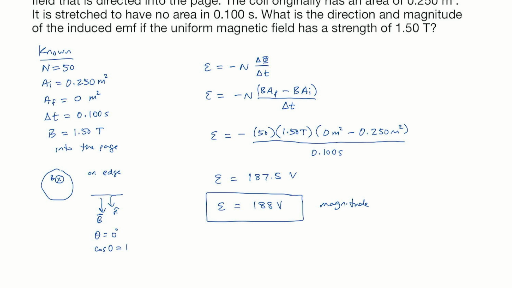If the area had changed differently, if it started from 0 and then went to the 0.25, we would have ended up with a negative sign there, and so we would have stripped that away to report the magnitude.